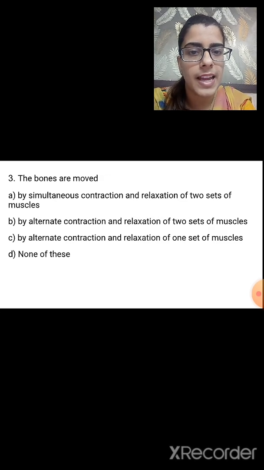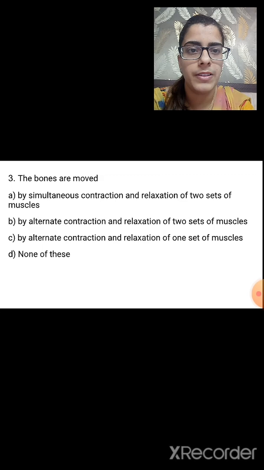Is it by simultaneous contraction and relaxation? No, the bones do not contract and relax simultaneously. B. By alternate contraction and relaxation of two sets of muscles? Yes. When the two sets of muscles contract and relax alternately, the bones are moved. So the correct option is option number B.